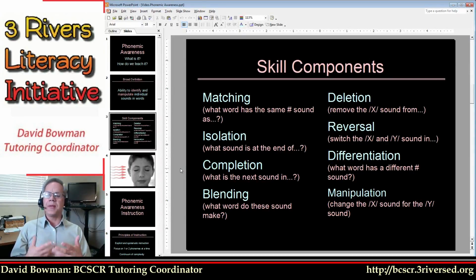With manipulation, manipulation is a bit like blending. It's a bit like some of the other subskills that we have here. But for example, if I say, okay, start with the word read, and I'm gonna ask the student, well, what sounds do you hear? R, E, D. Okay, now let's manipulate those sounds. Let's swap them out and change them around.